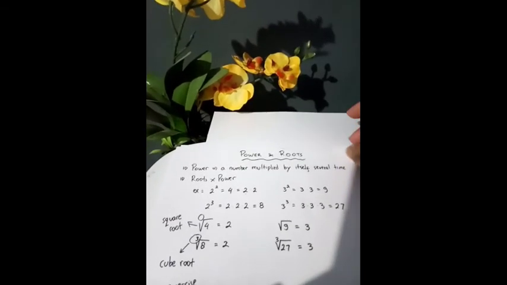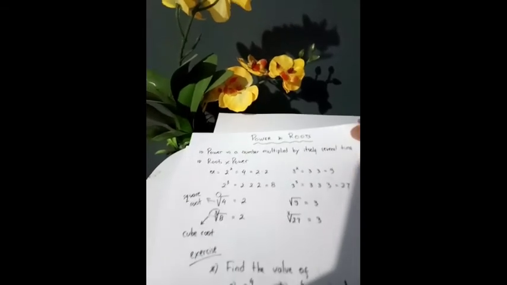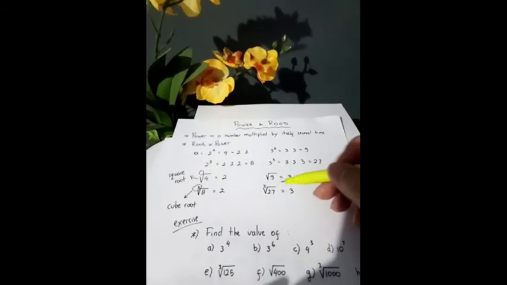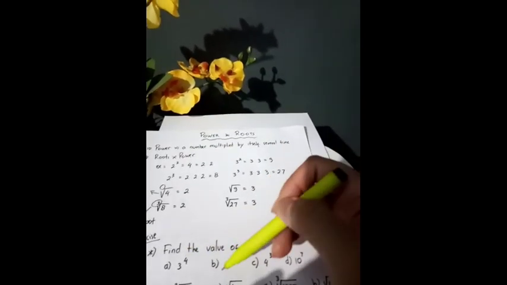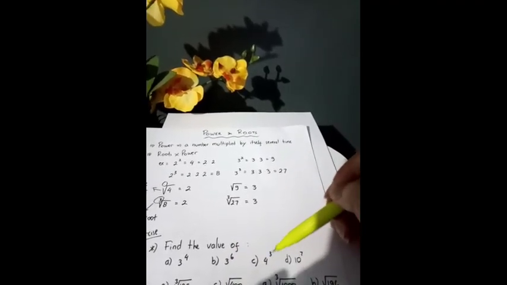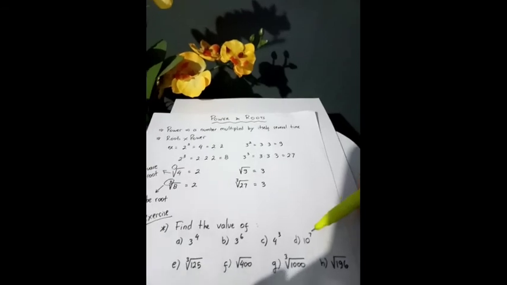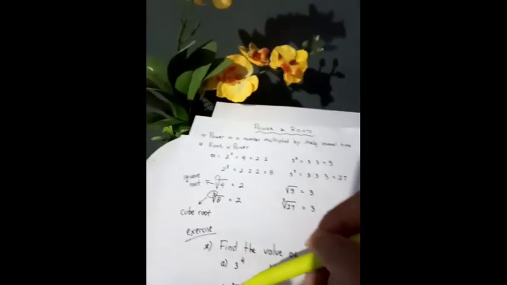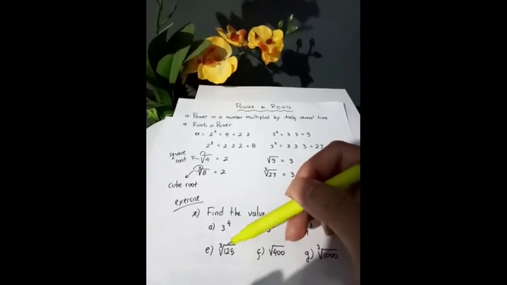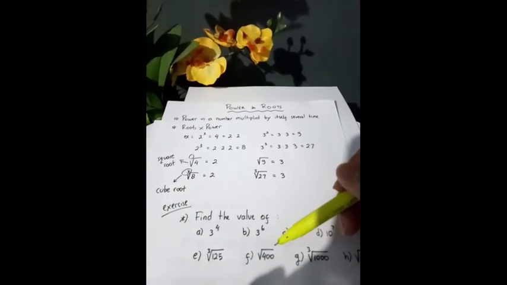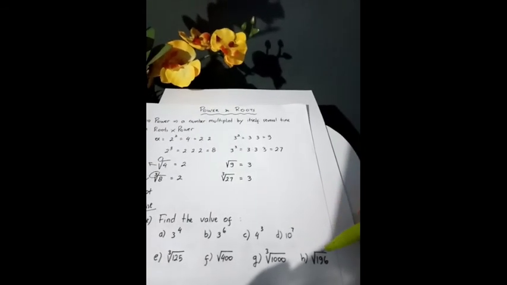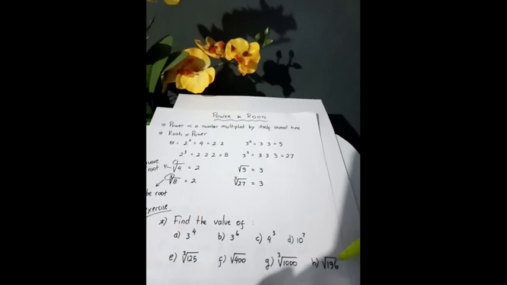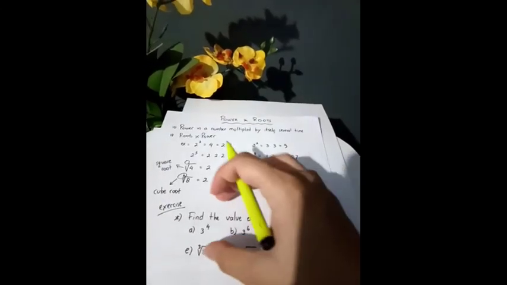And then for the exercise of these parts, don't worry, we have some exercises to end this part. Find the value of point A, 3 power 4, point B, 3 power 6, point C, 4 power 3, point D, 10 power 7, point E, cube root of 125, point F, square root of 400, point G, cube root of 1000, and point H, square root of 196. Only 8 numbers.